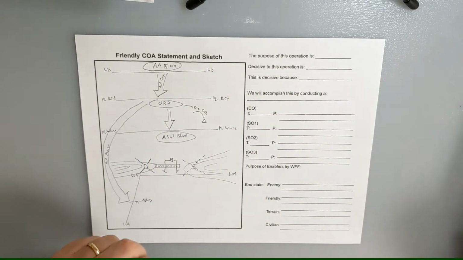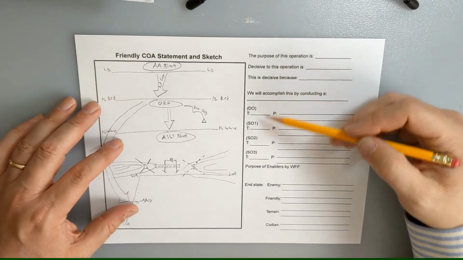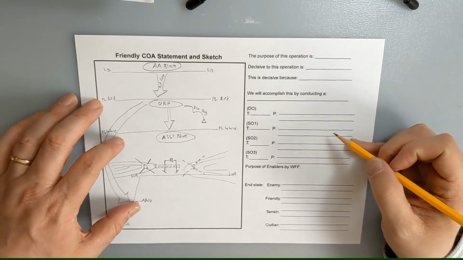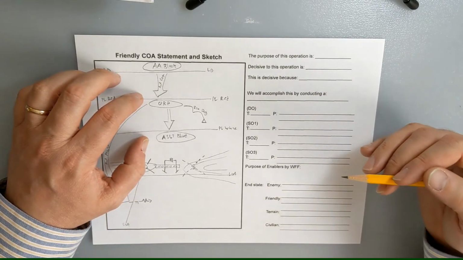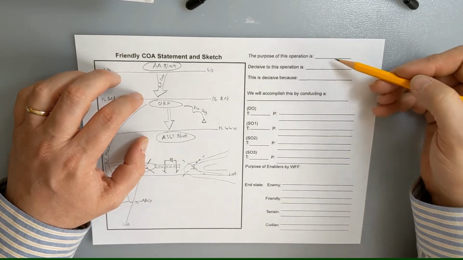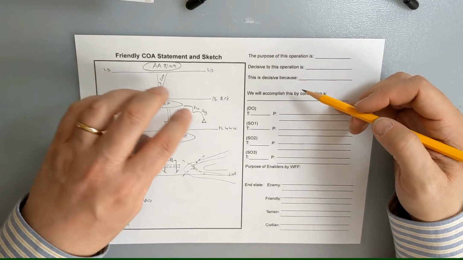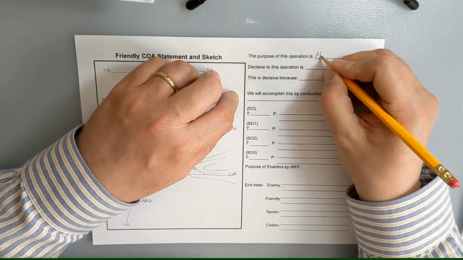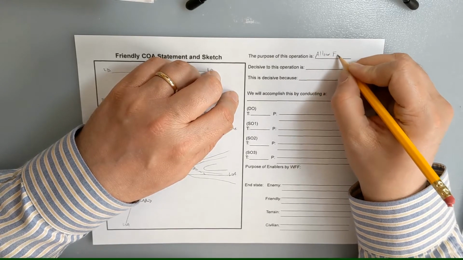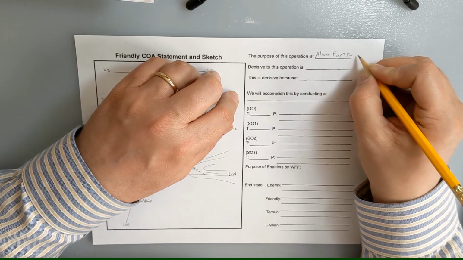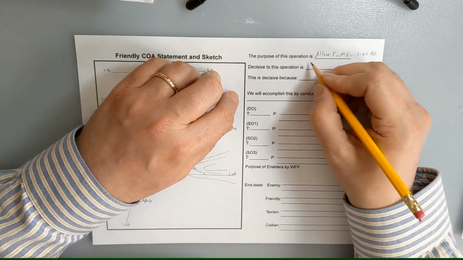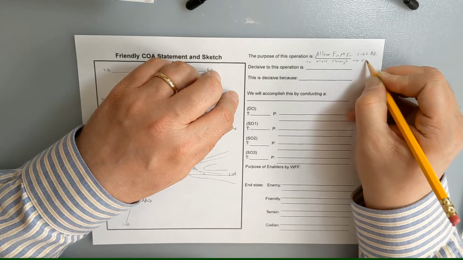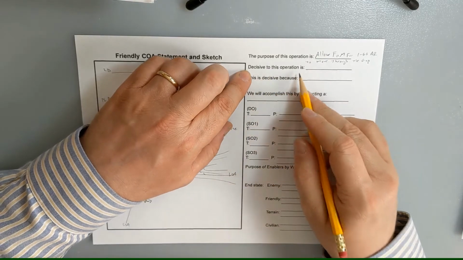Now remember that this is just sort of like a Mad Lib, so we've got all these fill in the blanks that we have to do. All right, so first one, the purpose of this operation is. Okay, so if we go back to the order that our company commander gave us, that gave us a task and purpose. That's the purpose that goes here. It's the same purpose from the company commander. It's the same purpose that we wrote into our mission statement. So our purpose is to allow freedom of maneuver for 166 armor to move through the gap.